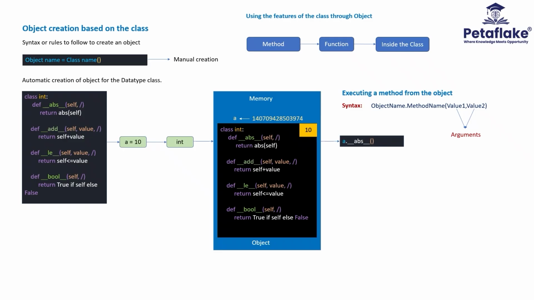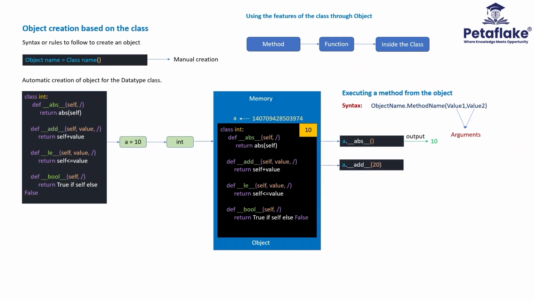The ABS method is designed to take the object value stored in the memory and return the absolute value. Absolute value means positive value. The object value can be a positive number or negative number, but the ABS method will always return a positive value. In our scenario, the object value is positive number 10. The ABS method will return the output as positive 10. We don't find any difference here. In case the object value is minus 10, then the ABS method will return the output as positive 10.